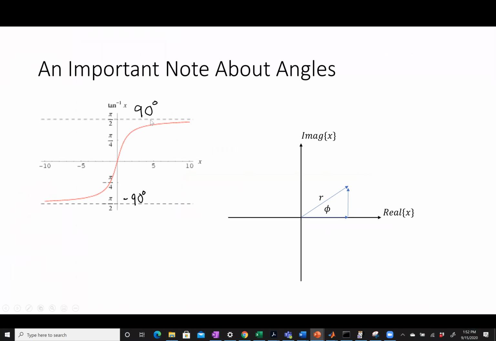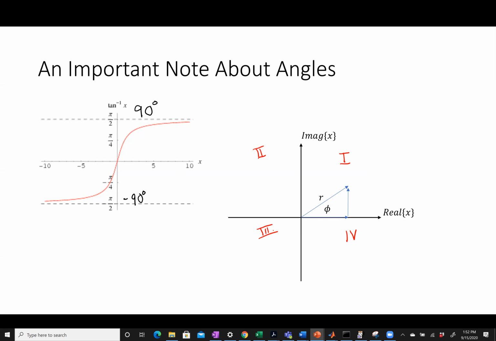Where are vectors that have angles between 90 degrees and negative 90 degrees? Just the top two quadrants. Quadrants 1 and 4. So arctan can only define for me things that exist over in quadrants 1 and 4. If I'm in 2 and 3, they don't exist.